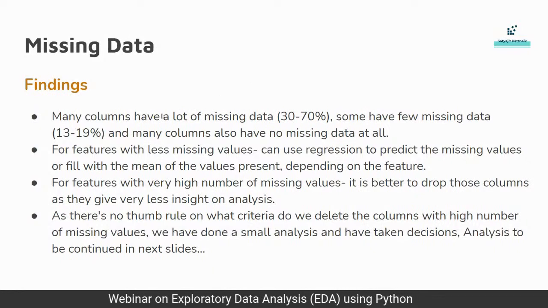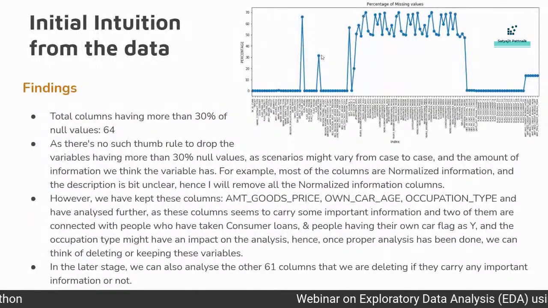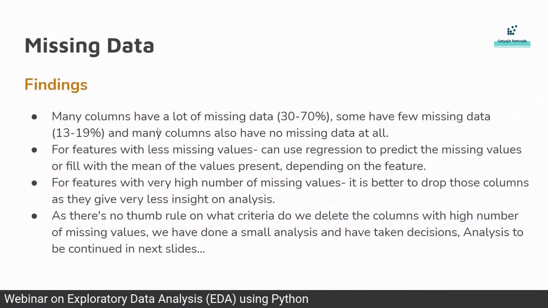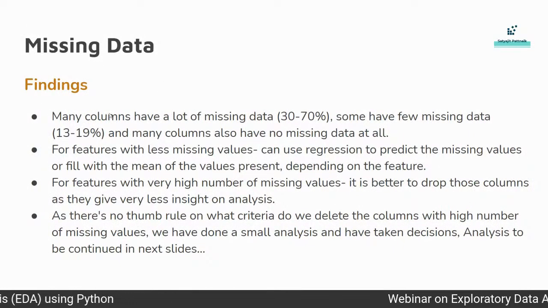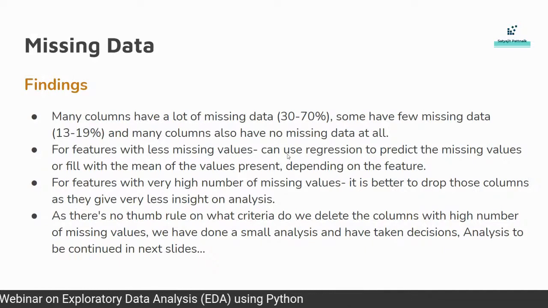Okay, so many columns have a lot of missing data, 30 to 70%. Some have few missing values, 13 to 19%, right? And many columns also have no missing data. This is our initial finding. So for features with fewer missing values, we can either use regression to predict the missing values or fill with the mean values. That we already learned.